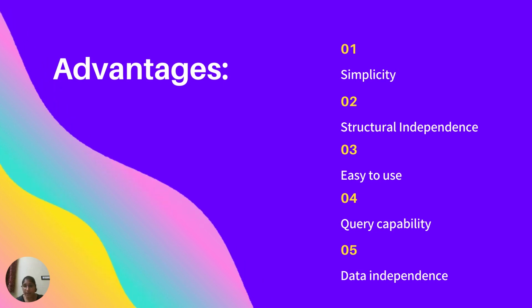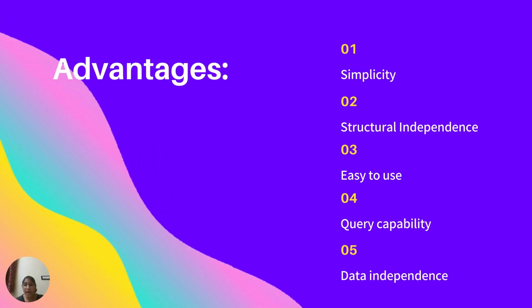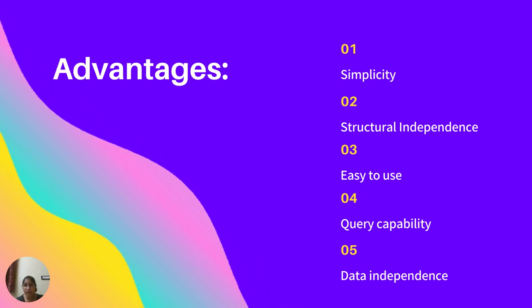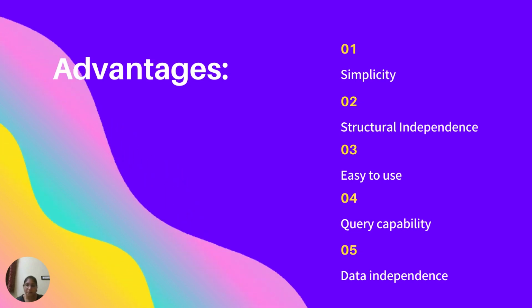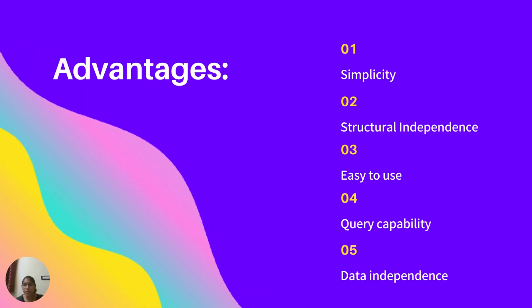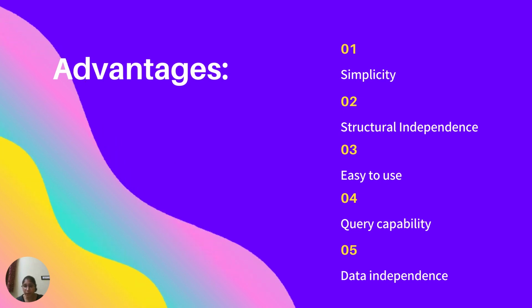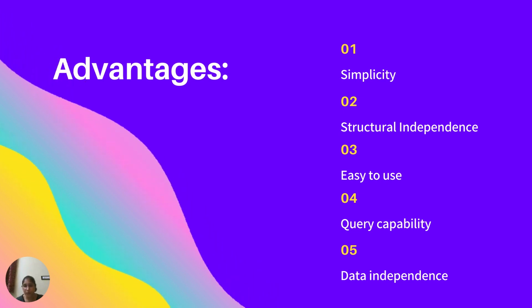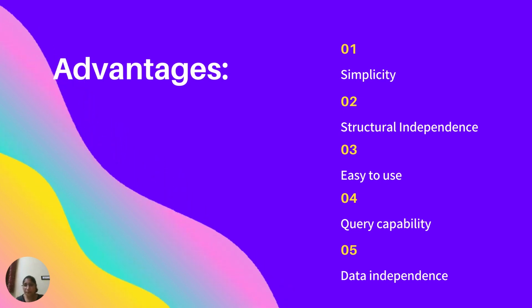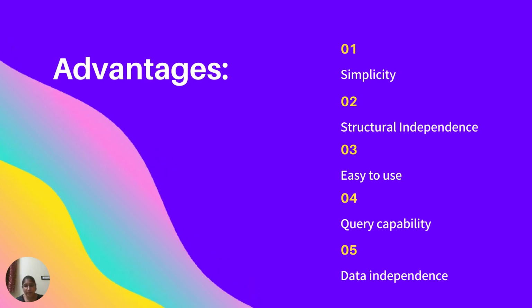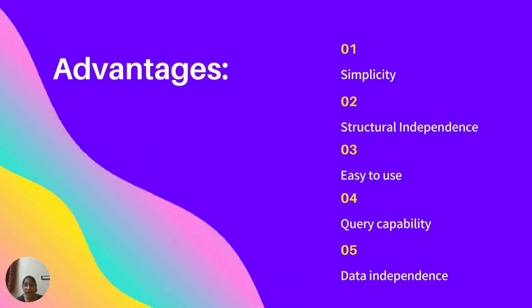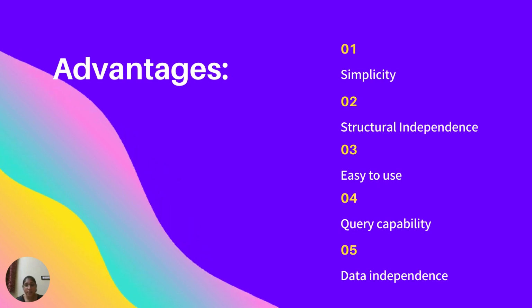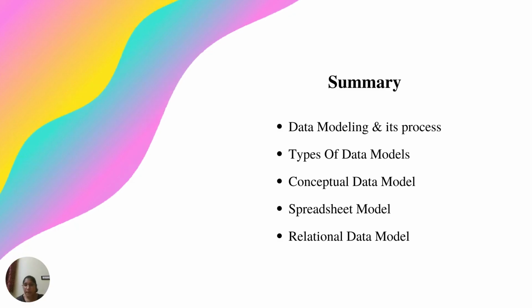The third advantage is relational model is easy to use as tables consisting of rows and columns are quite natural and simple to understand. The fourth advantage is it makes possible for a high-level query language like SQL to avoid complex database navigation. The fifth advantage is the structure of relational database can be changed without having to change any application. So these are the advantages of relational model.